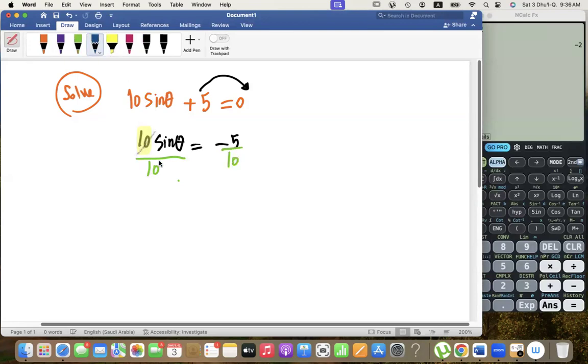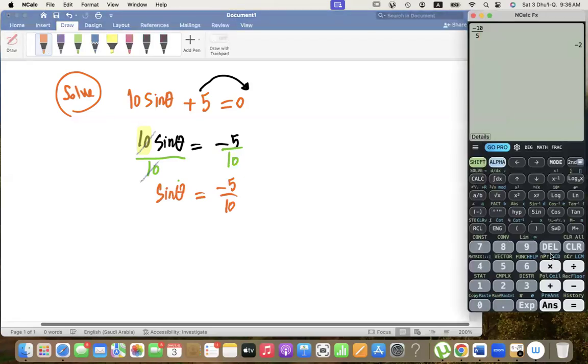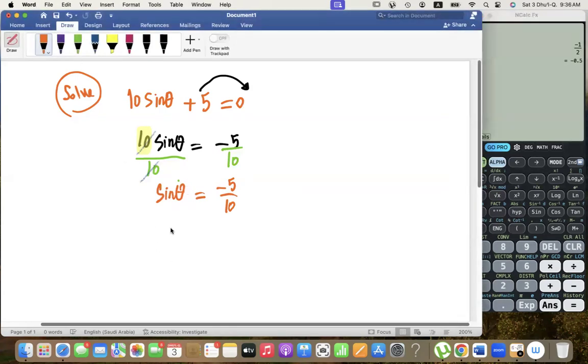Now when I cancel the 10, I have sine theta equals negative 5 over 10, which can be simplified using your calculator, or even mentally. It's negative half. So since sine theta is negative half, you can decide what your angle is going to be. But first of all, you have to understand that we have 4 quadrants.